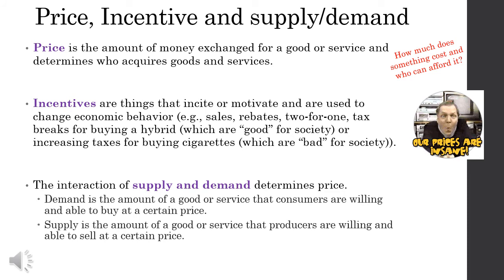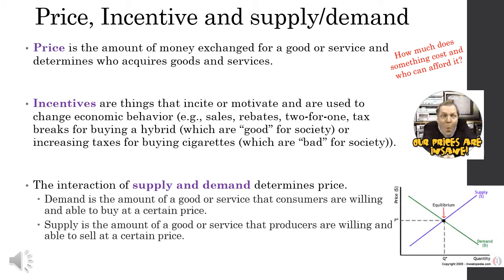How does this work? Here's our first chart. You can see in the green our demand. You can see in the blue our supply. Supply goes up, demand goes down, and at that point where supply and demand meet, we call that the equilibrium point. When you reach equilibrium, that's how much something will cost. Go to the next slide.